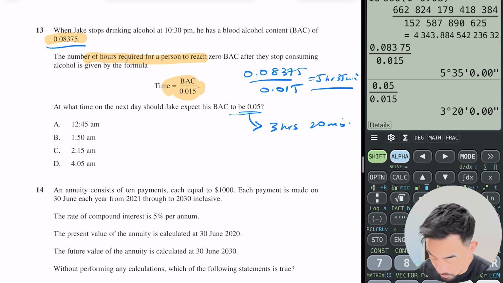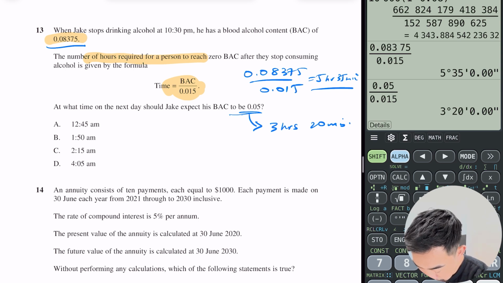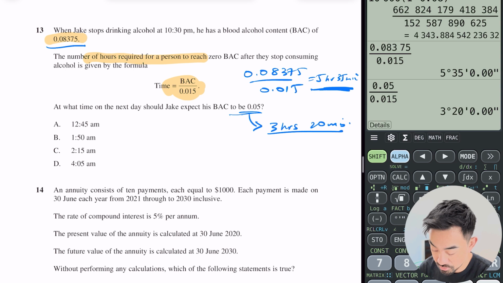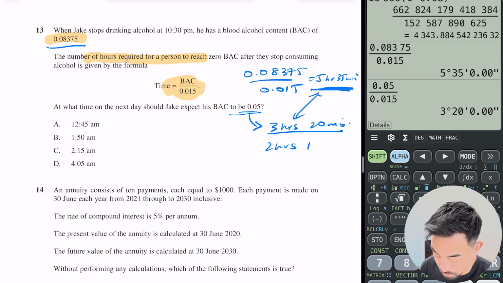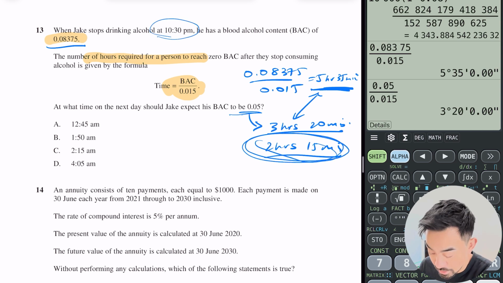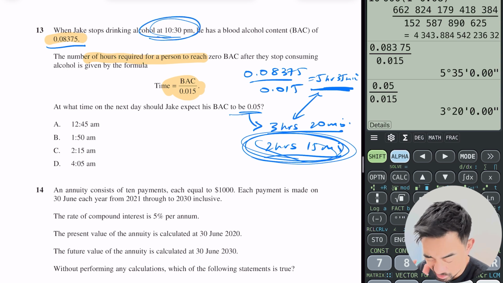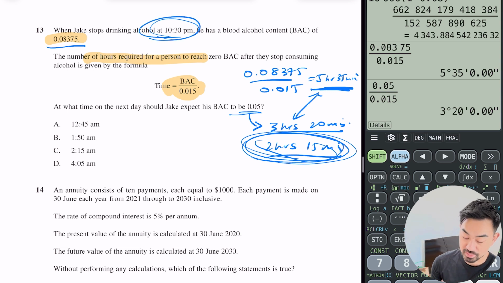Okay, so what's the difference there? It takes 5 hours, 35 minutes to get to 0, and it takes 3 hours and 20 minutes to get to 0.05. So the difference in time is actually 2 hours and 15 minutes. So I obviously need to add that 2 hours and 15 minutes to 10:30. So 10 plus 2 hours is 12, and then plus 15 minutes is 12:45. Okay, so 8.